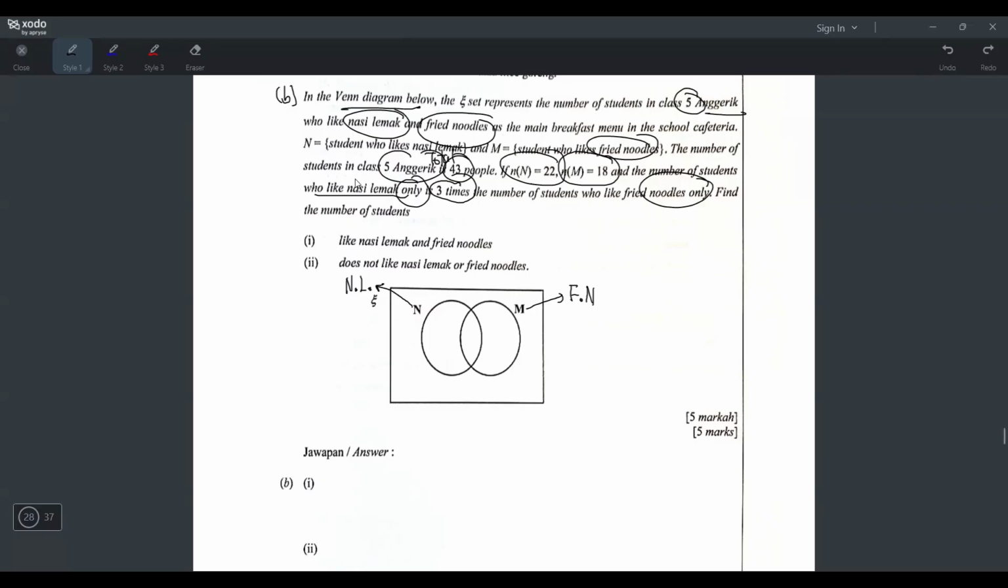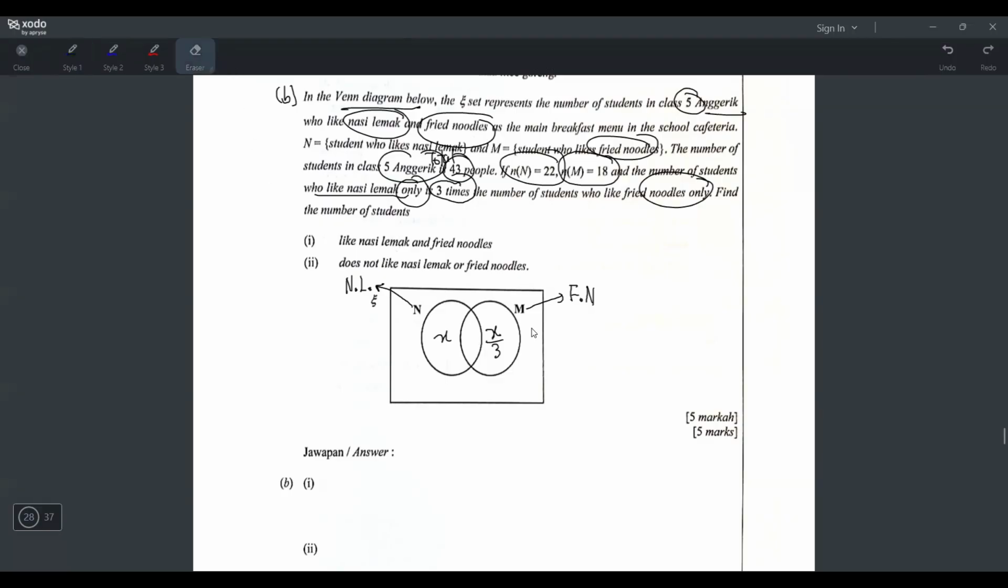So now they are saying the number of students who like nasi lemak only, which is this region, let's call it X, is 3 times the number of students who like fried noodles only. Fried noodles only is this region only, because they said only. And this one you will write X over 3. You understand or not? Nasi lemak only here, I don't know, but I know it's 3 times this, right?